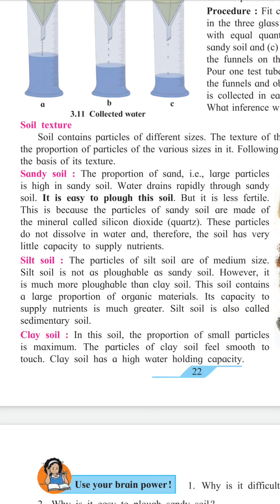So, what did we see about silt soil? That the proportion of medium size particles is greater. It is not as ploughable as sandy soil, but easier to plough than clay soil.